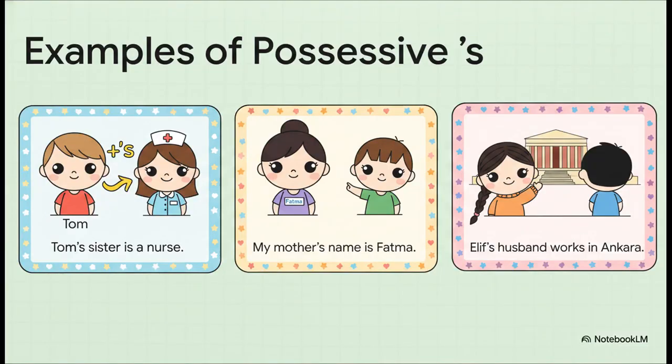This slide shows the rule perfectly. Look at that first example. Tom's sister is a nurse. All that means is the sister of Tom. It's the same idea for the rest. My mother's name is Fatma. Elif's husband works in Ankara. We're just connecting one person or thing to a specific name.